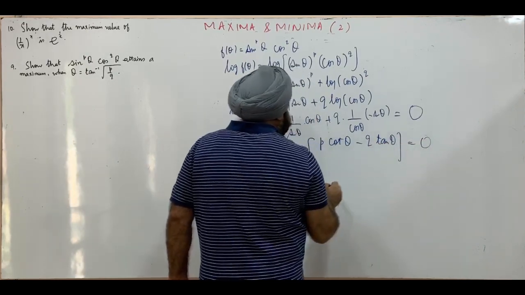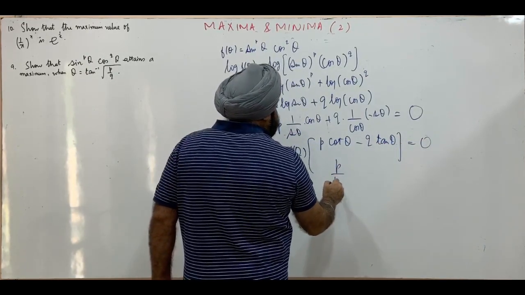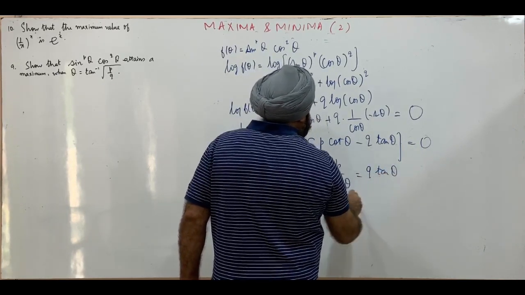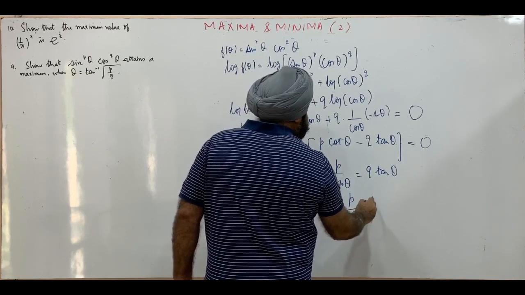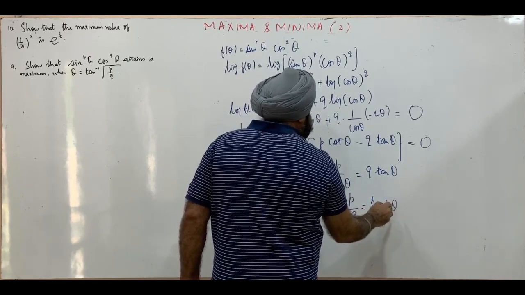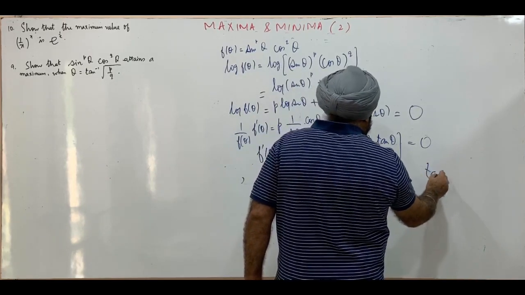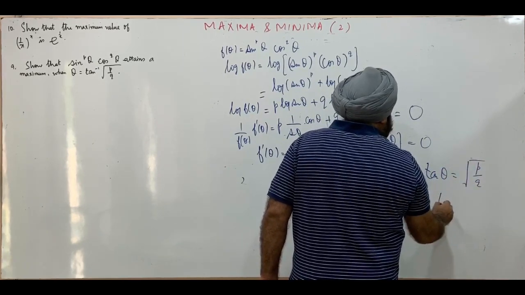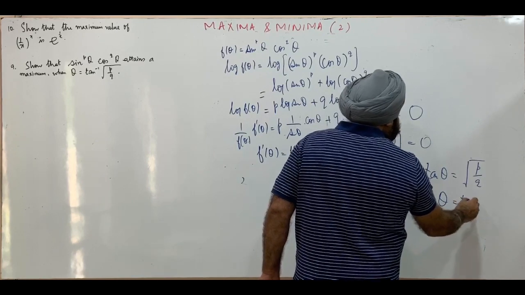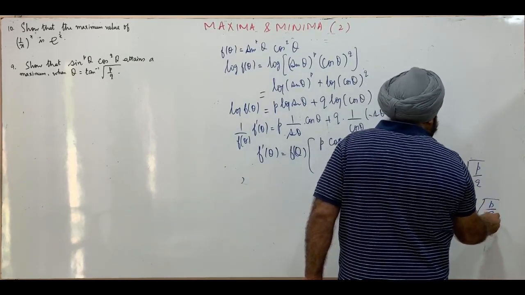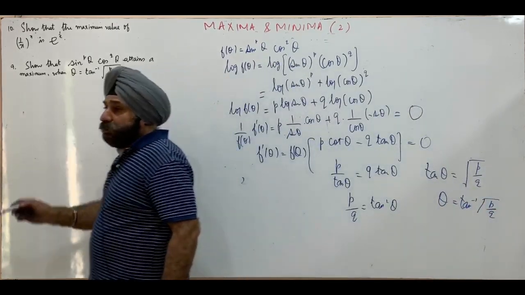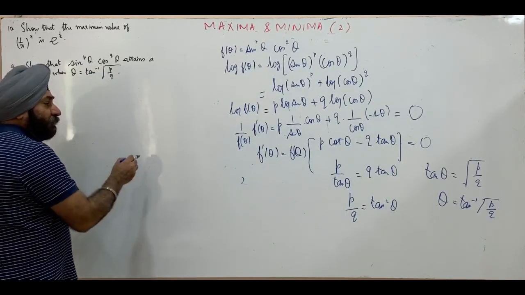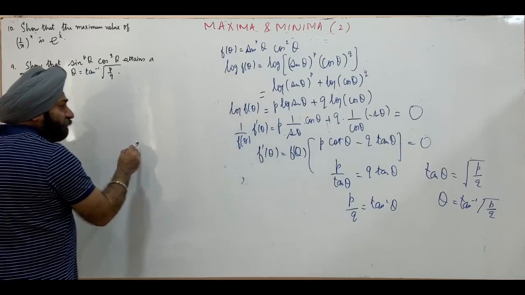This is 0. So P upon tan theta is equal to Q into tan theta, or P by Q is tan square theta, or tan theta is root of P by Q, or theta is tan inverse of root of P by Q. So we have got that critical point. Next we have to find the second order derivative. This is the first order derivative.